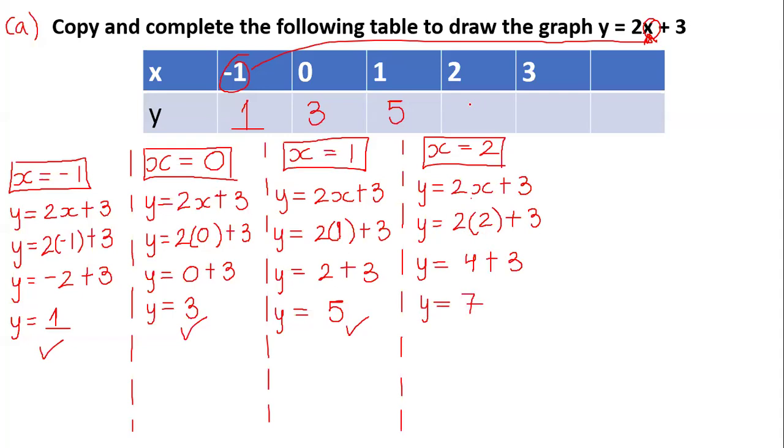Okay, so what's the pattern? The first one was counting by 2s, multiples of 2s. And then this one is like prime numbers. 1, 3, 5. Yeah, the pattern. One second.